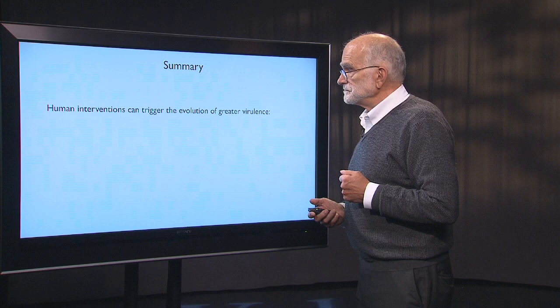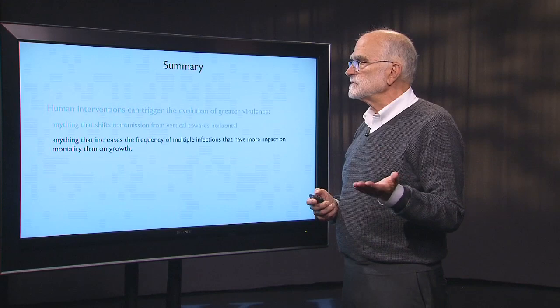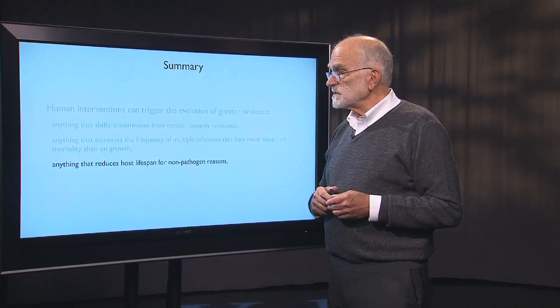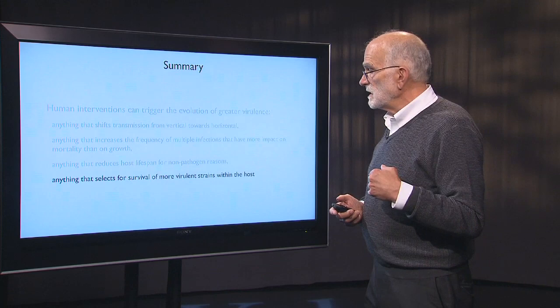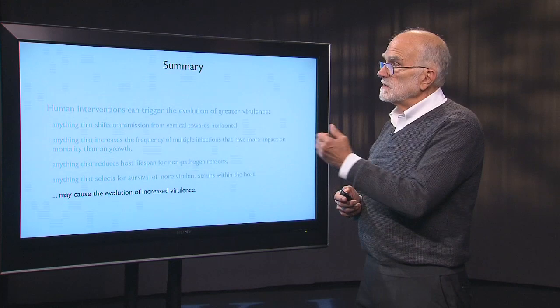So to summarize, if we intervene, we can trigger the evolution of greater virulence. Anything we do that shifts transmission from vertical towards horizontal will increase virulence. Anything that increases the frequency of multiple infections with more impact on mortality than growth will increase virulence. Anything that reduces host lifespan for some non-pathogen reason will probably increase virulence. And anything that selects for survival of more virulent strains within the host will increase virulence. So those are all things that we do that will cause pathogens to react to what we're up to.